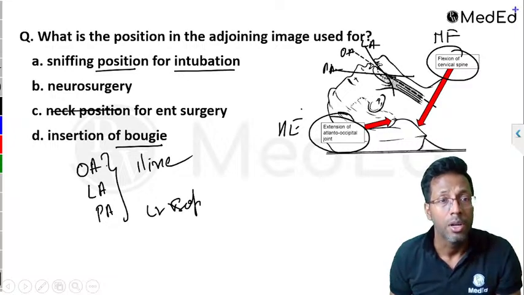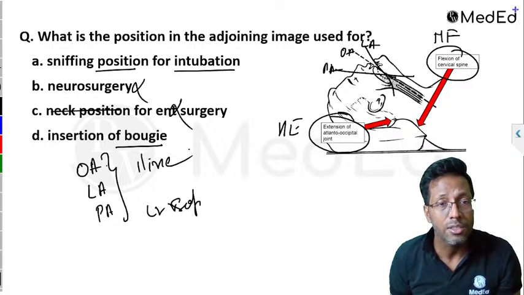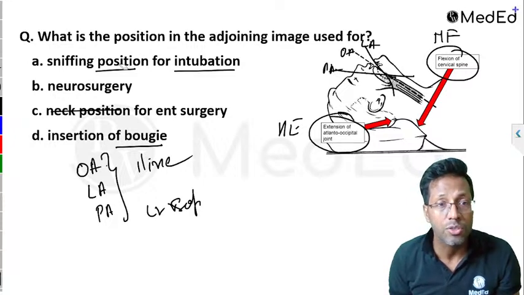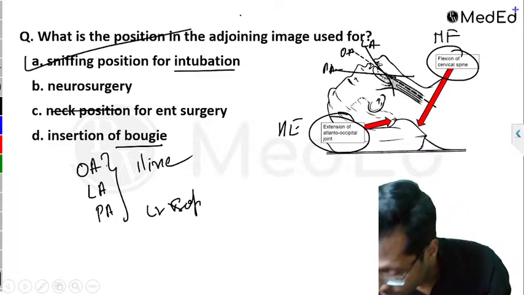Position used for intubation. So neurosurgery is not correct. ENT surgery is not correct. Insertion of bougie is not correct. Ideally, it's the position used for intubation, which is called the sniffing position. That's the correct answer.